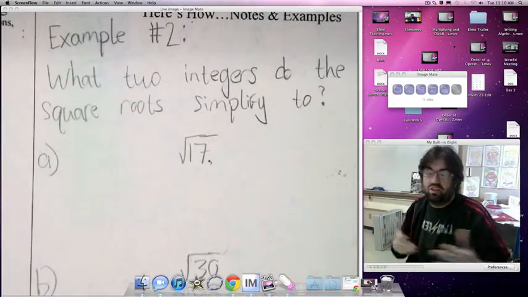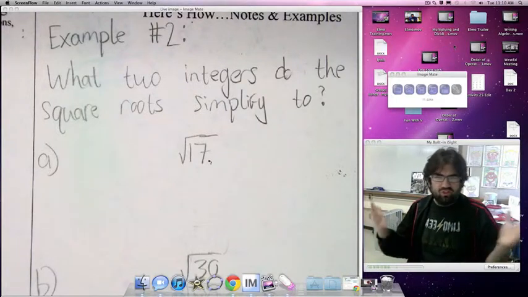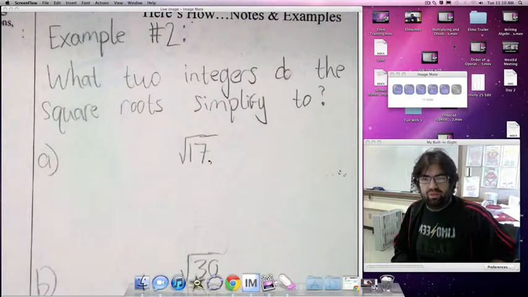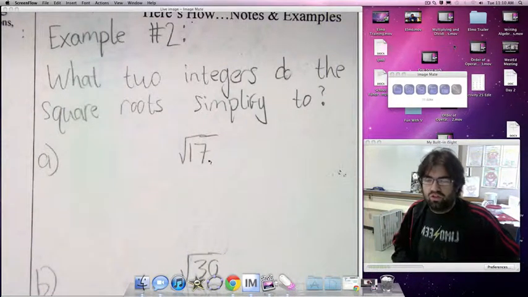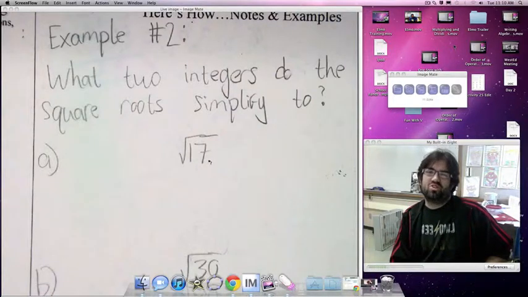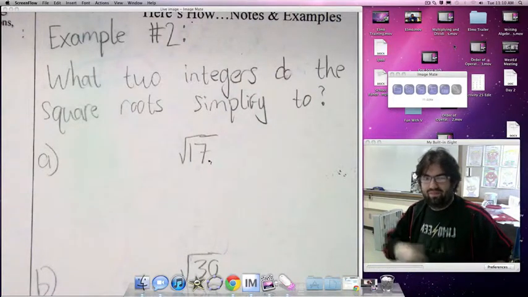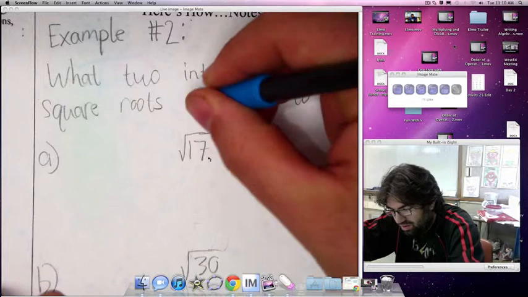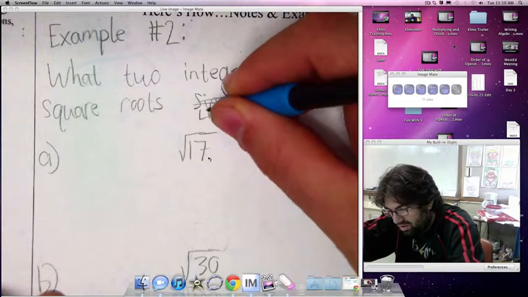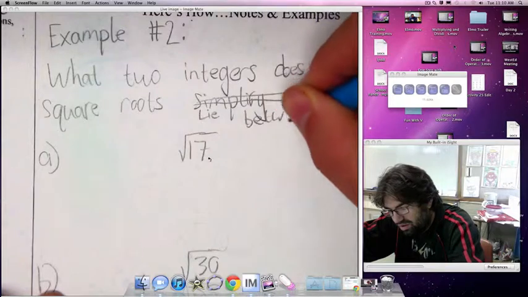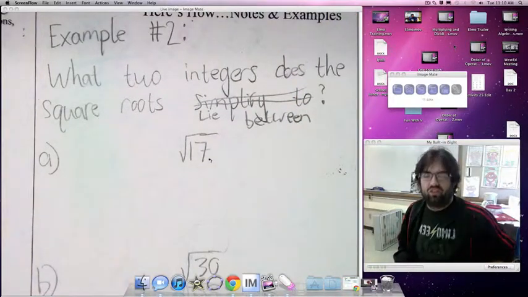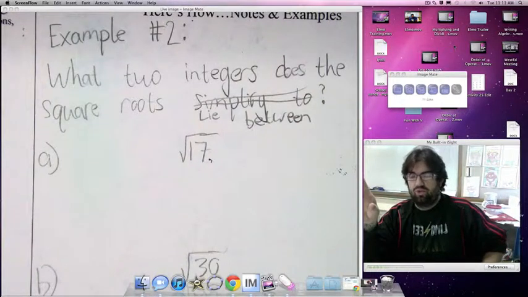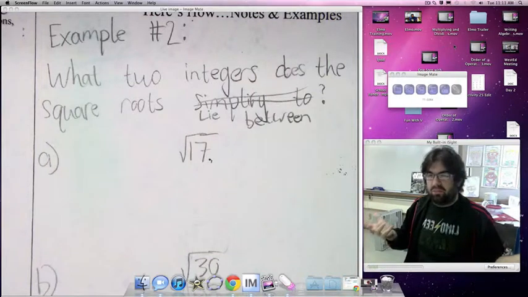This is a good question that shows up on a lot of tests, and also, it's just good to know. What two integers do the square roots simplify to? That is worded so wrong. Let me try that again. What two integers does the square root lie between? Basically what I'm asking is, we've got the square root. It is not rational. It is irrational. And they're going to ask you, what two numbers does it end up between?